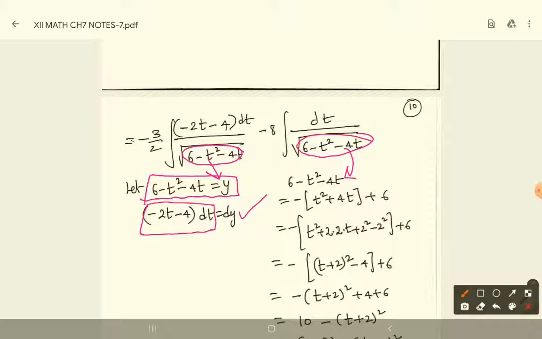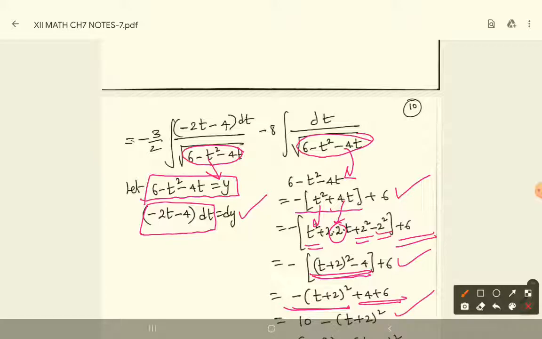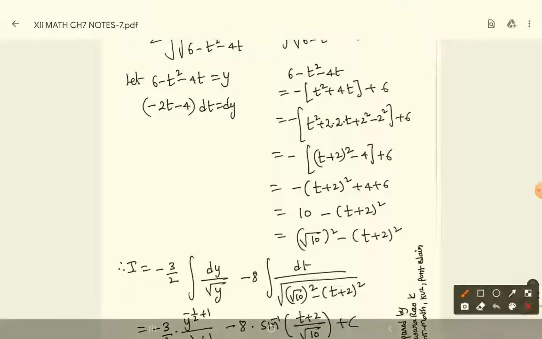So take minus out from t square and 4t, so minus (t square plus 4t) plus 6 outside. Then complete the square: t square, 4t as 2 into t into 2, plus 2 square minus 2 square, because of the 2ab term. So it is (t plus 2) whole square minus 4, plus 6. Multiply the minus with (t plus 2) whole square, plus 4 plus 6, so it is 10 minus (t plus 2) whole square. Finally you get root over (root 10 whole square minus (t plus 2) whole square).